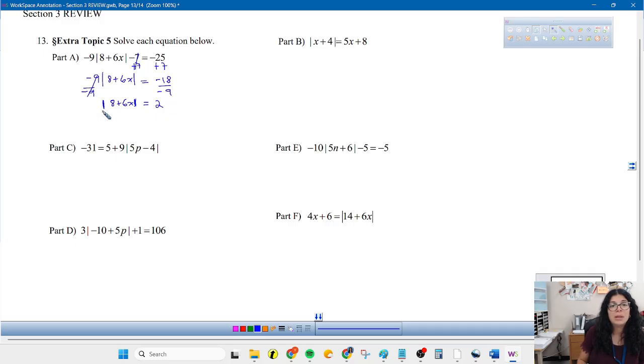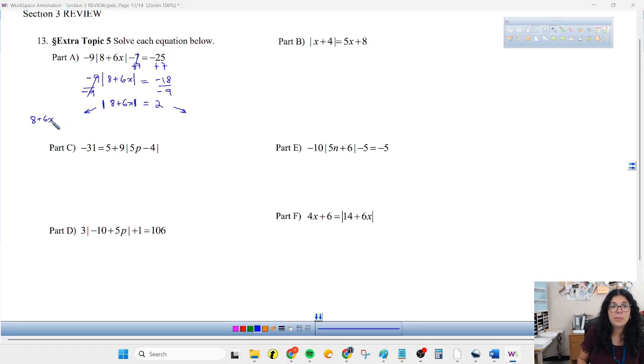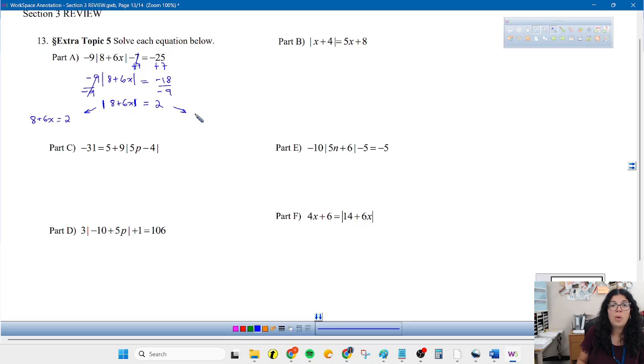So this absolute value is going to equal 2 in two places. Because what's inside of the absolute value can equal positive 2, or it can equal negative 2 as well. Since I'm taking the absolute value, when I take the absolute value of a negative 2, it's going to make it a positive 2. So I'm going to get two solutions here.